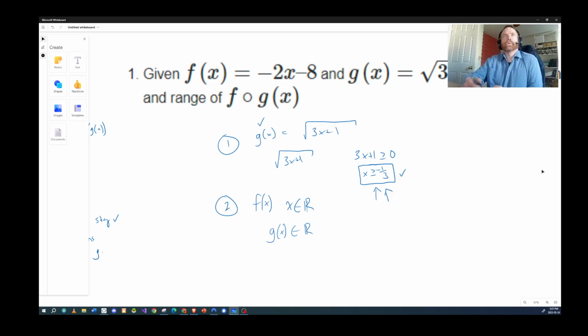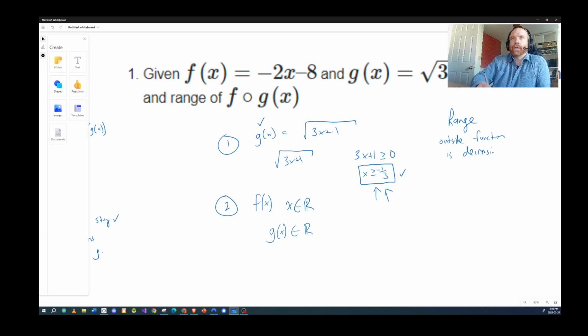Okay? So what we want to understand about the range, and there's a couple of tricks we can use for this, but there's not really a reliable strategy that always works. Okay? For the range, what I'm going to do is point out that the outside function is decreasing. And how do I know that?